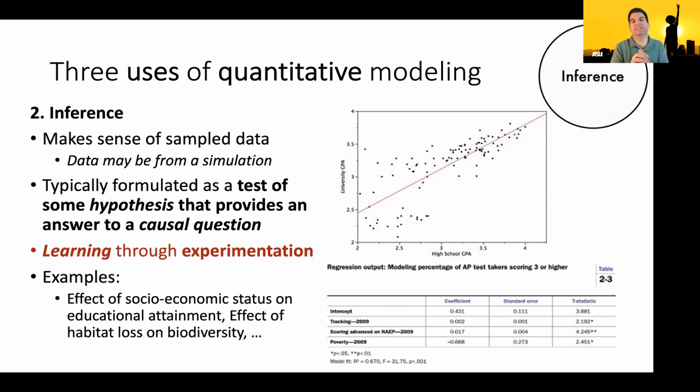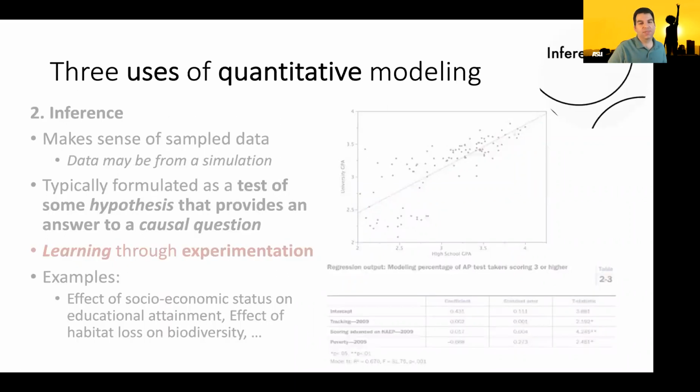Inference is when you're mapping from data in the real world to a guess of what's going on. So is high school GPA informative about university GPA? Once I draw that regression line, because it has a slope that's not horizontal, that suggests to me there is some relationship between the two. I don't quite know exactly why, but I can now make an inference that there is a relationship between those two. So you're inferring something from data.